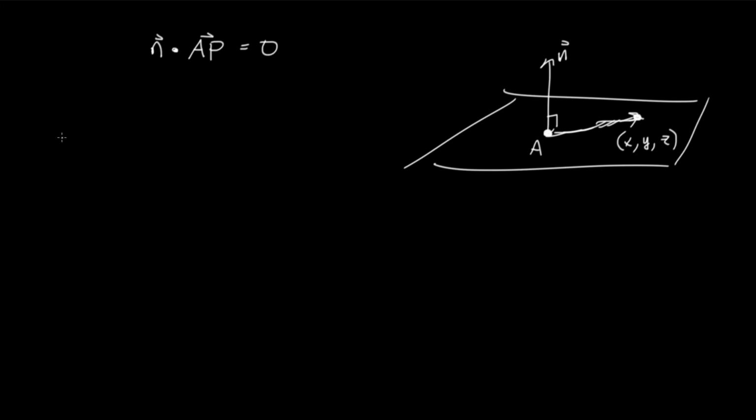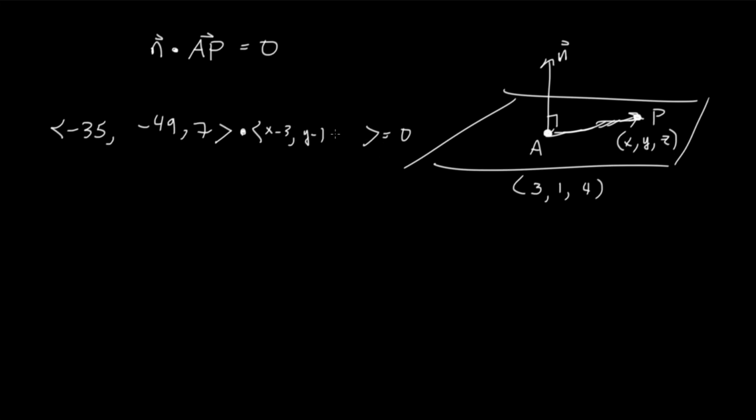So our normal vector was -35, -49, 7, and we're dotting that with the vector AP. So X, Y, Z minus, what was A? Let's go ahead and grab that. A was 3, 1, 4. So we have X minus 3, comma, Y minus 1, comma, Z minus 4. You don't actually have to do all this extra work, this dot product that I'm doing, but I like to do it just to remind myself of this formula and why it actually is the equation of the plane.